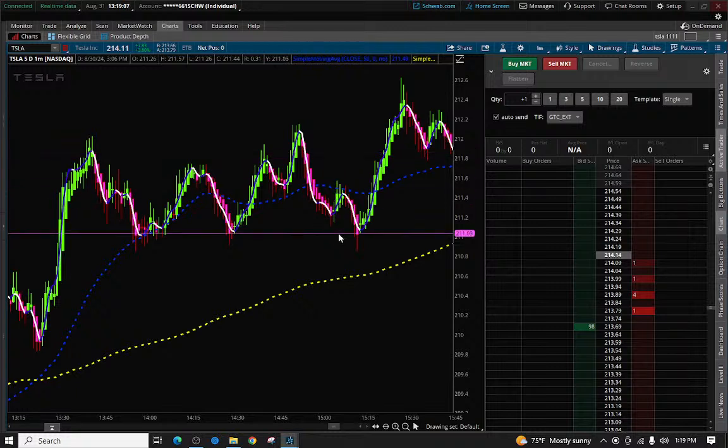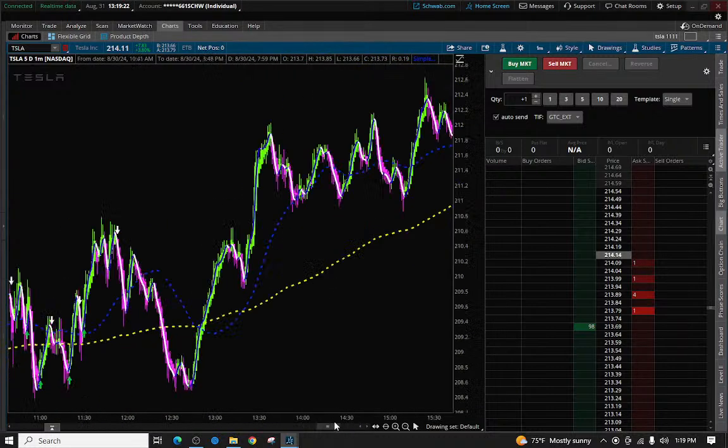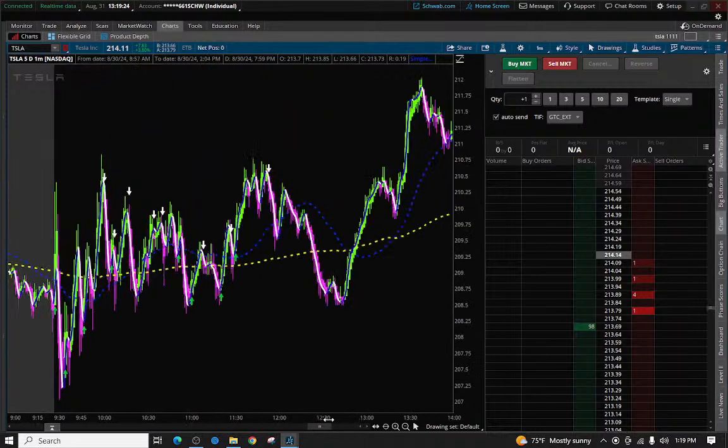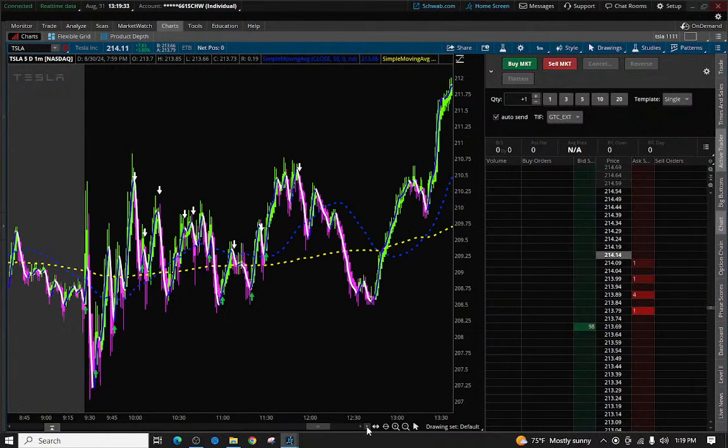211.80, 211, 80-cent range, back and forth, back and forth. It's tight. It's so tight. It's just phenomenal. It was just a disaster day. Just absolutely a disaster day.